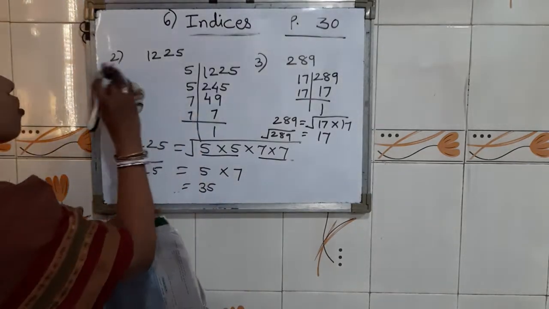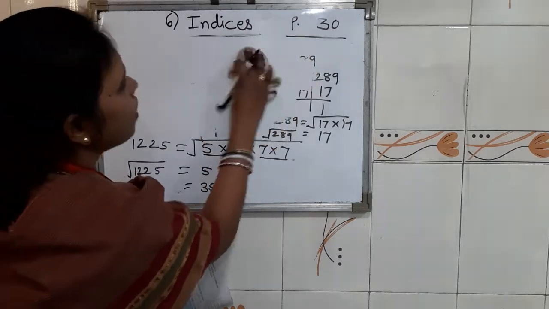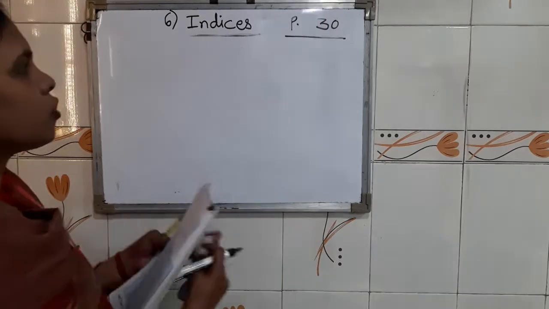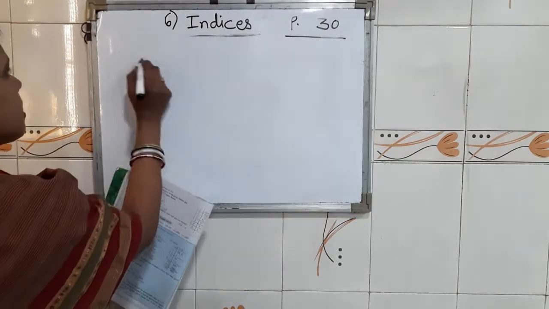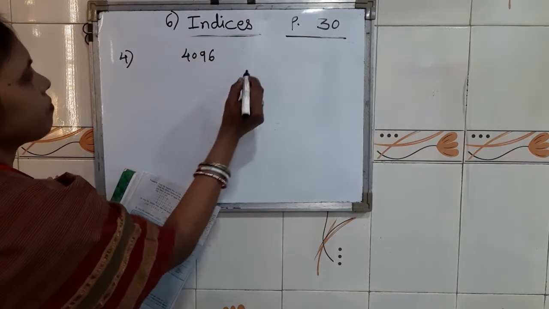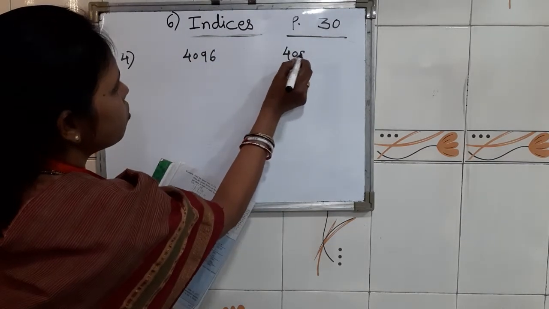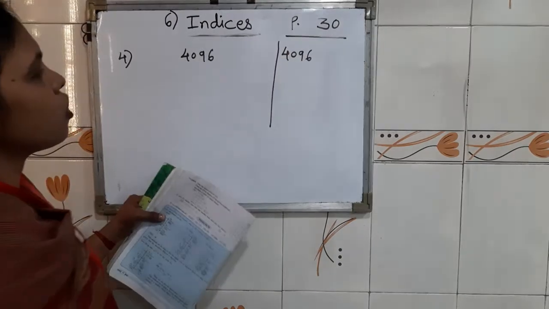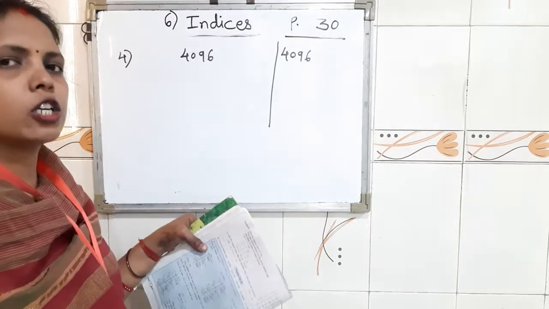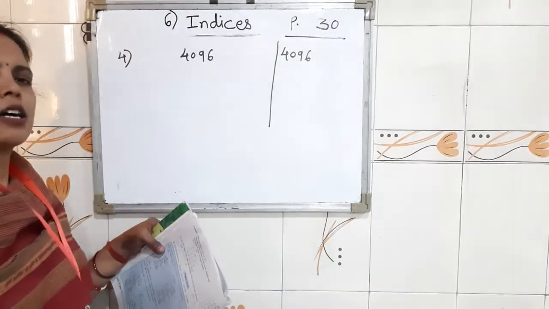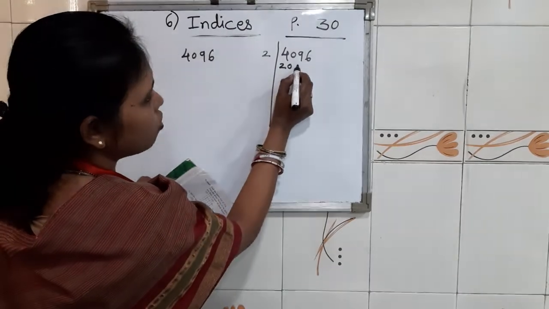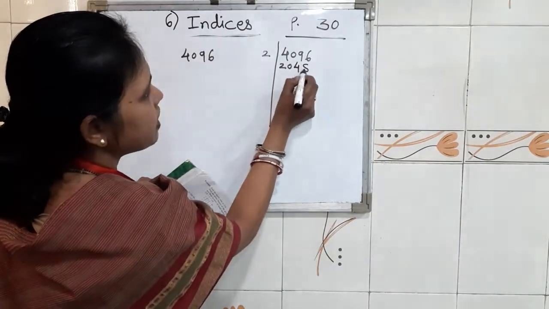Now our next question is the fourth one. In the fourth question, 4096. So children, first we will find the factorization of 4096. In the unit place 6 is there. That's why you divide the given number by 2. 2 2s are 4, 2 0s are 0, 2 4s are 8, 2 8s are 16.